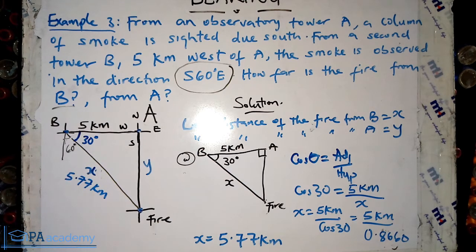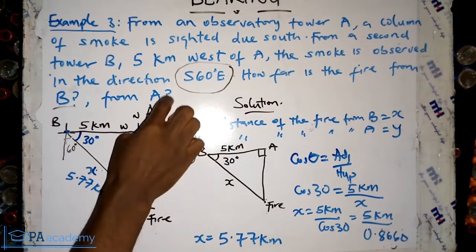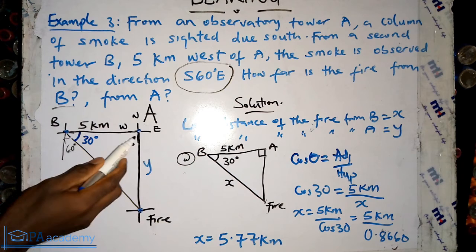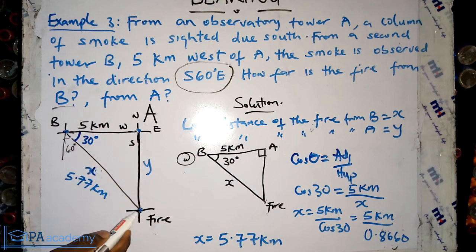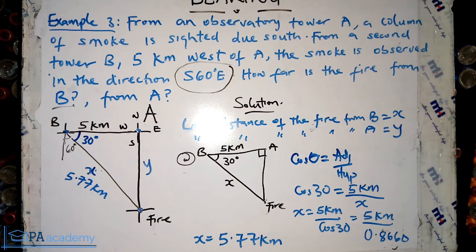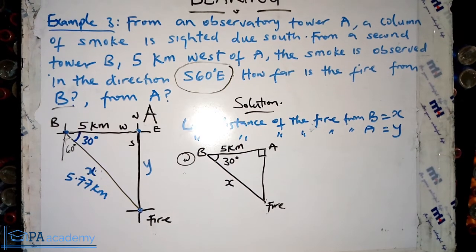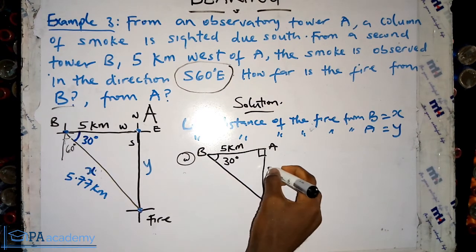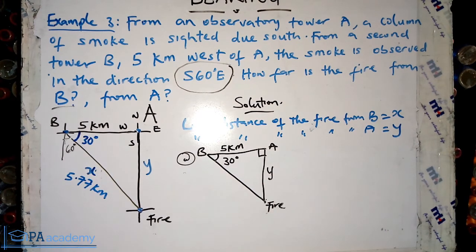So now let's look at the next part of the question, which is: how far is the fire from A? This is what we are looking for, the distance from point A to where the fire is, and we've represented it with y. So let's look for that. Still working with this diagram, but this time we are going to take off this x because this is not what we are looking for. Rather, this is what we are looking for, y.